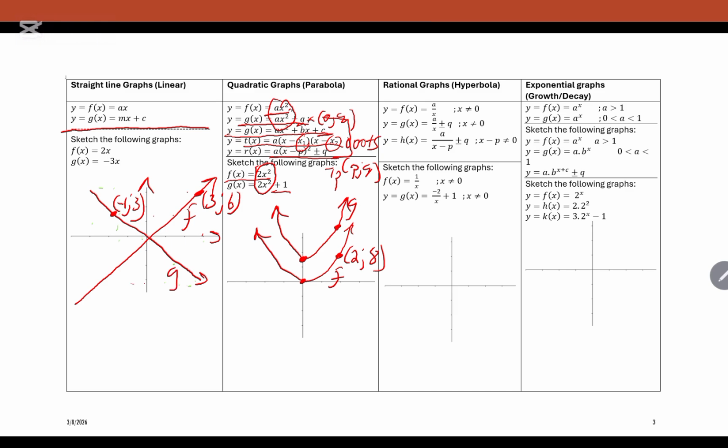Now let us look at the rational graphs, the hyperbola. The standard forms that are given there are the standard forms that the learners learned in the previous grade. The first two they did in grade 10: the parent graph, y is equal to a over x, and the parent graph including a vertical shift. The last one has a vertical shift and a horizontal shift. But this graph has other important elements that we must talk about.